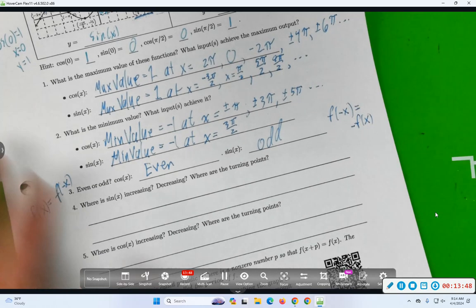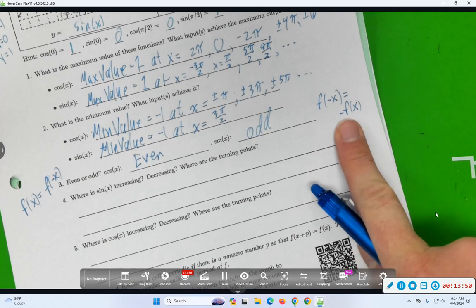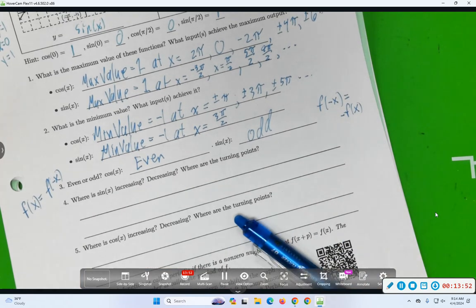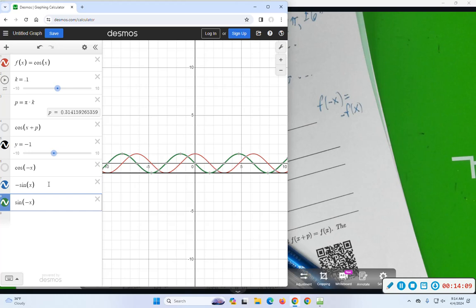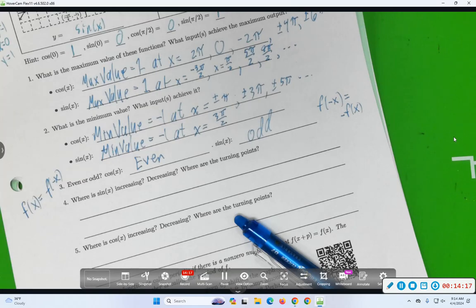And in order to check that, let's see if it satisfies the equation that governs oddness. If you stick a negative in front of the input, does the output become negative? So let's graph, I guess, negative sine of x. There it is. And sine of -x. Those look like the same graph? Awesome. So cosine is even, sine is odd.